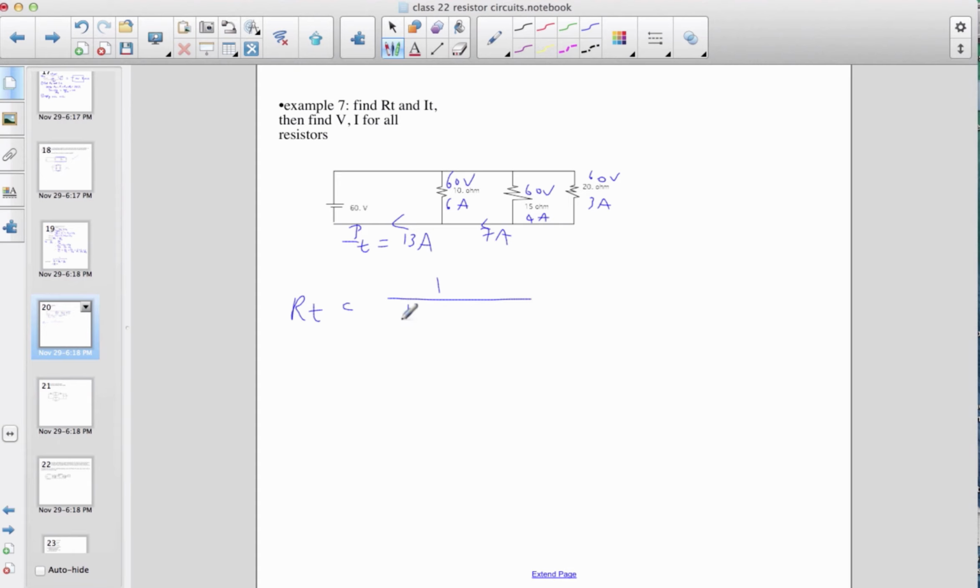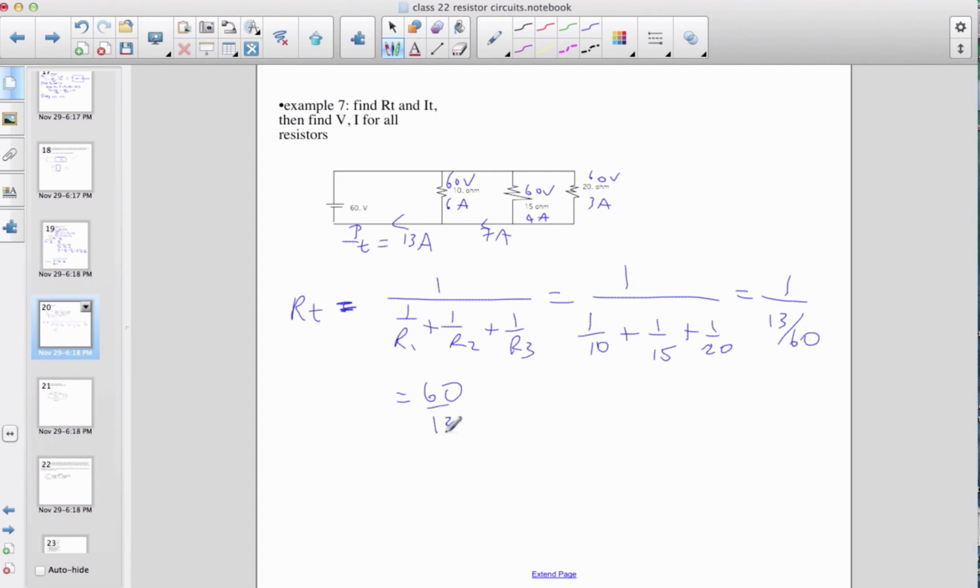So for the total resistance then, it's 1 over R1 plus 1 over R2 plus 1 over R3 reciprocated. So we've got 10, 15, and 20. So let's do this as an exercise in mental math. A 10th plus a 15th plus a 20th. The common denominator of 20, 15, and 10 will be 60. So we have 6 60ths plus 4 60ths plus 3 60ths. That's 13 60ths. And the reciprocal of that is then 60 over 13 ohm units.